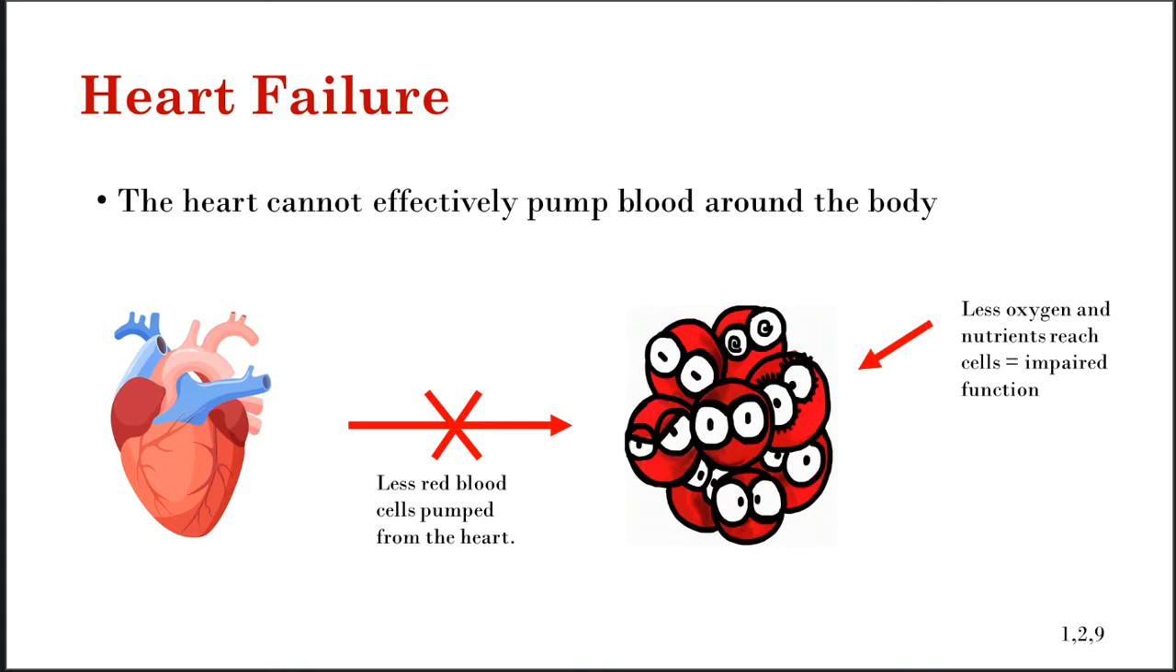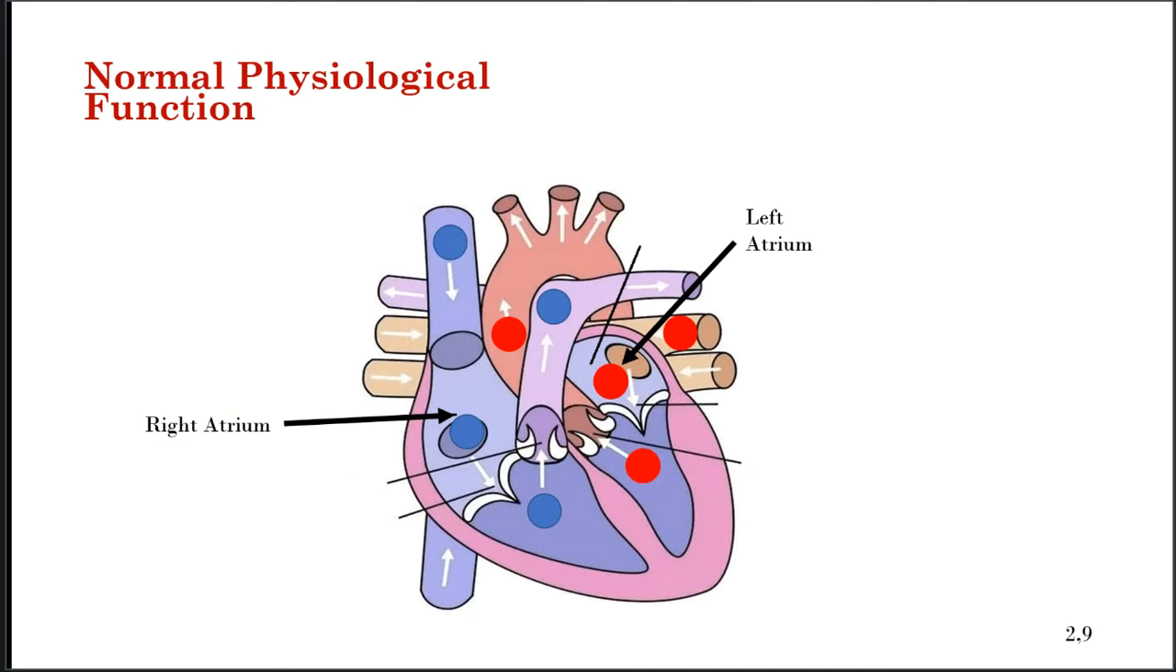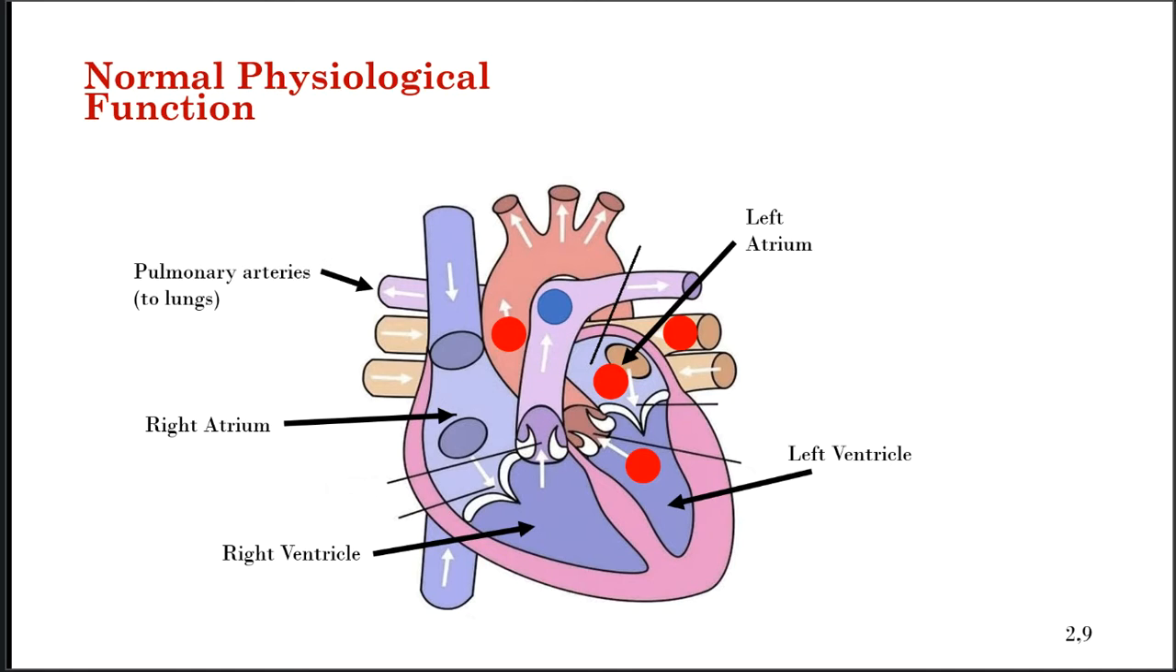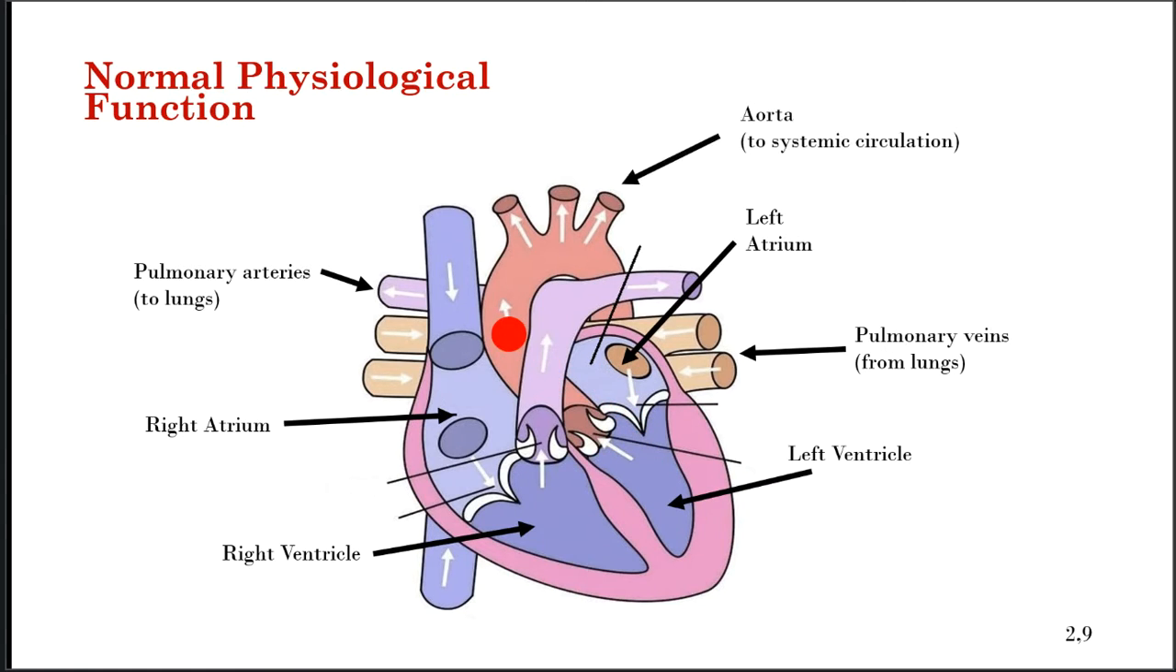Now let's discuss the normal physiology of the human heart. The heart has 4 chambers. The 2 uppermost chambers are called the left and right atria, while the 2 lower chambers are the left and right ventricles. Oxygen-depleted blood from the systemic circulation enters the right atrium, is pumped into the right ventricle, and travels to the lungs. Blood returning from the lungs enters the left atrium, is pumped into the left ventricle, and moves through the aorta to the rest of the body.